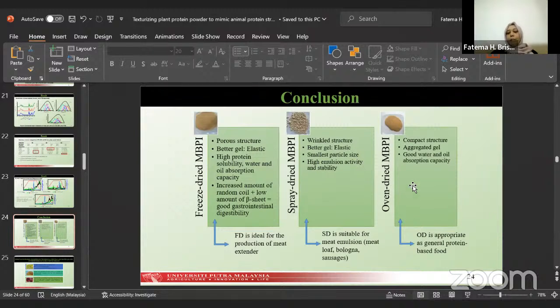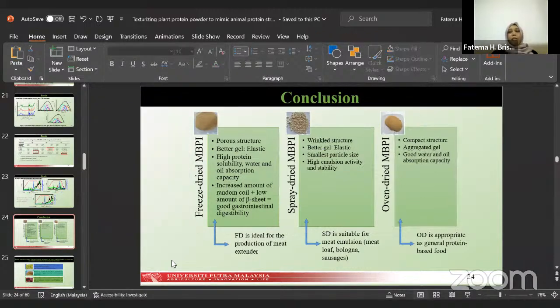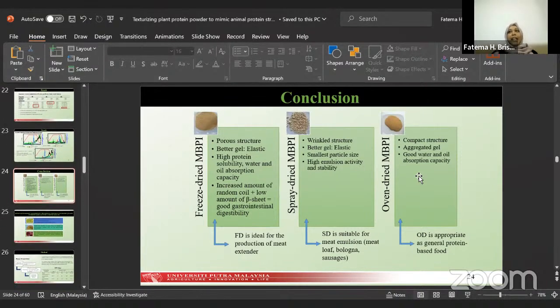And for the oven dried sample, we can produce general protein-based food. They have good water and oil absorption capacity. We can go for some protein-based beverages, or some weak gel-based products, for example viscous products like tomato soup or ketchup. So this will act as an additive. If you want to make your tomato soup or ketchup much more viscous, then you can use it as an additive, but not as a sole ingredient, just to clarify that.